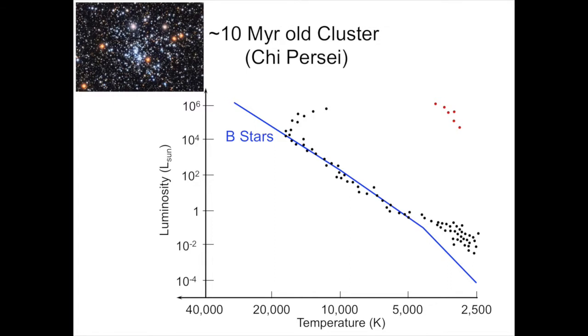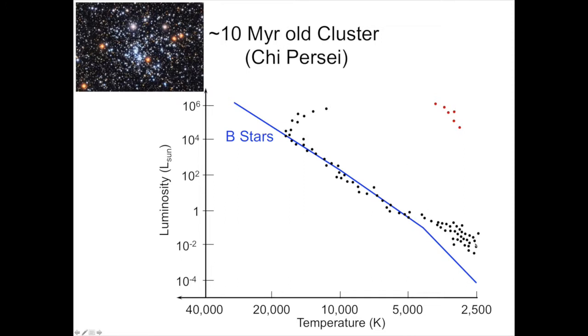Now we turn to a 10 million year old cluster. This is Chi Persei in the nighttime sky. We still see a lot of blue stars in here, but a few very, very bright red supergiant stars. If we make its cluster Hertzsprung-Russell diagram, we find now that the most massive main sequence stars are now B stars. All of the O stars have evolved away. Indeed, they're on their way to becoming subgiants and supergiants over here. These are all red supergiants.